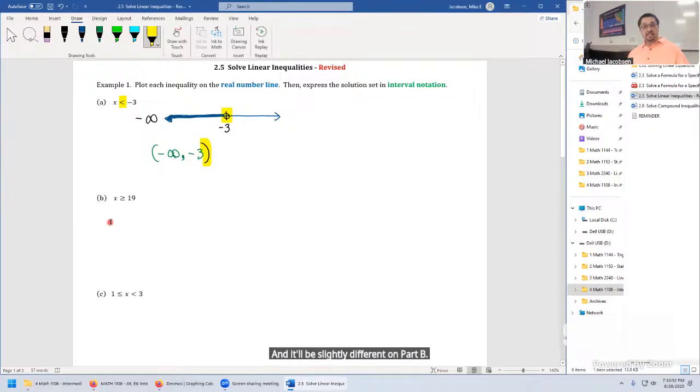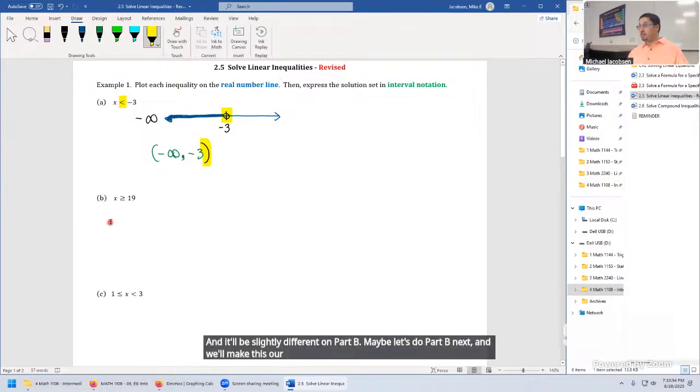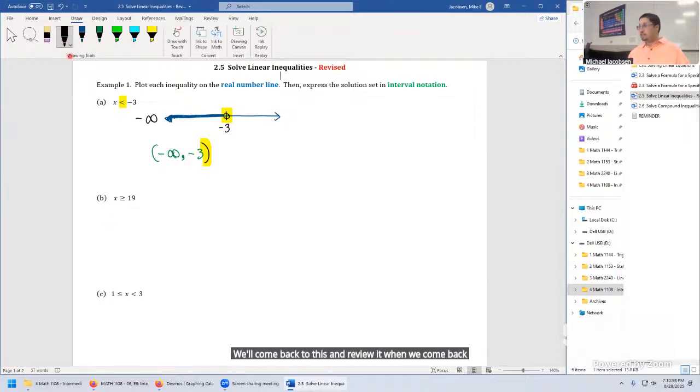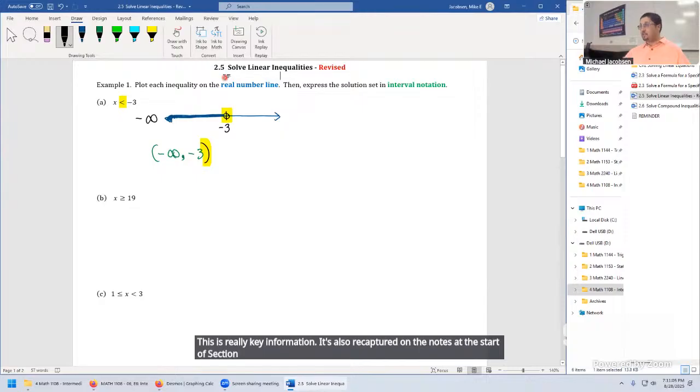Maybe let's do part B next, and we'll make this our final problem so far. We'll come back to this and review it when we come back next Tuesday as well. This is really key information. And it's also recaptured on the notes at the start of section 2.6 as well.